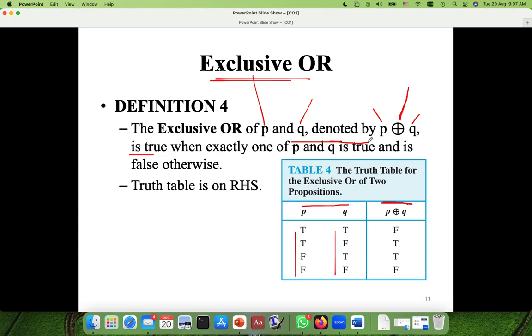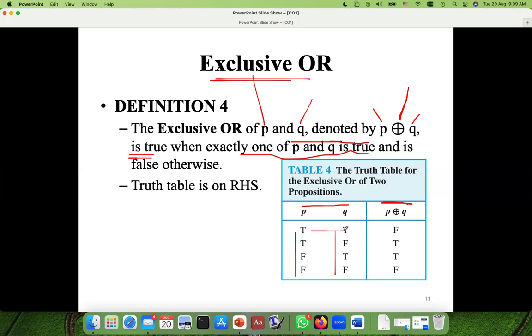The word is exactly. If you have two propositions P and Q, and exactly one is true, then it is true. If both are true, that is not exactly one; that is both. Exactly one is needed. That's why the word exactly is there. So if exactly one of P and Q is true, then it is true, and false for all other cases.